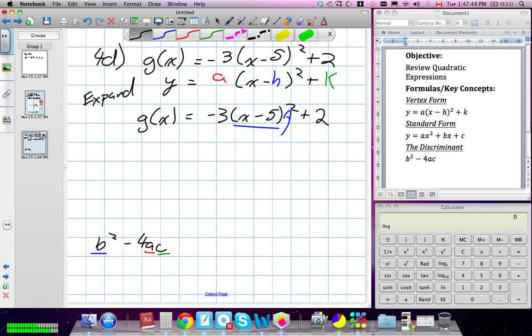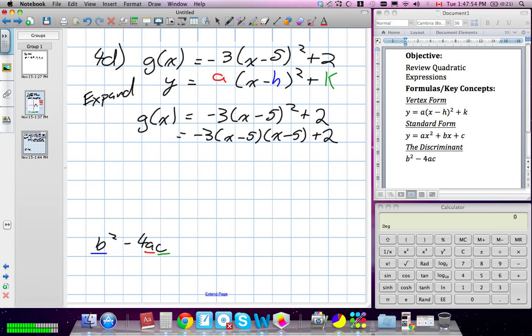So first I'm going to deal with the brackets. Negative 3 will stay on the outside. X times x will give us x squared. X times negative 5 will give us negative 5x. Negative 5 times x, negative 5x. And negative 5 times negative 5 is positive 25 plus 2. Now along with that, I'm going to have to simplify my like terms. And I'm going to have to distribute the 3 into every term inside. So first, I'll collect my like terms. So we'll have x squared minus 10x plus 25.